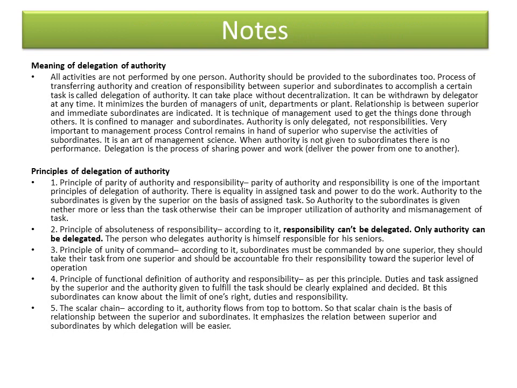And some notes here, just some extra reading. So the meaning of delegation of authority and some principles of delegation of authority.